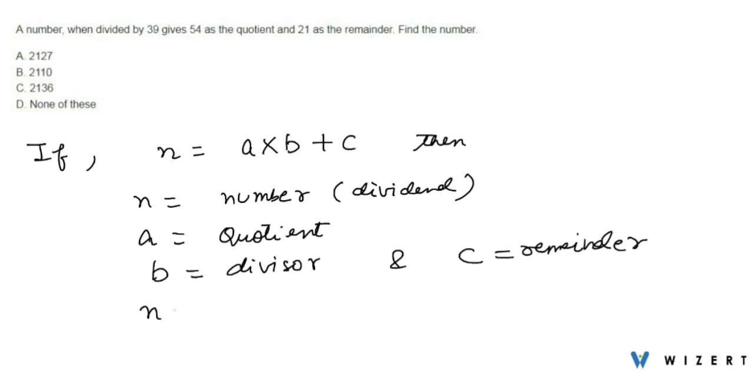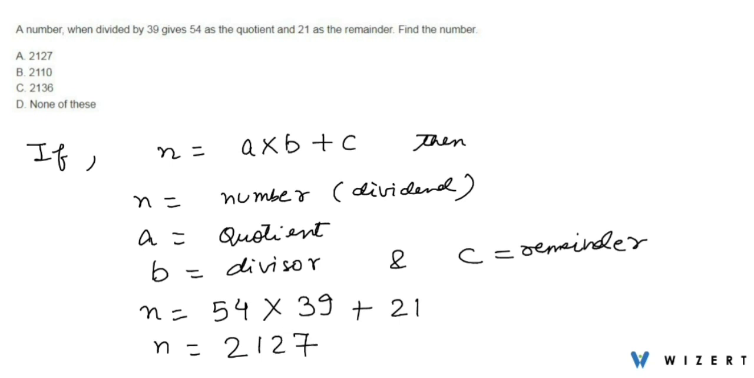Let us substitute the values. So here 54 is divided by 39, which means 54 is the quotient and the divisor here is 39 because we are dividing the number by 39, plus the remainder is 21. So the number, if we simplify it, becomes 2127. So the correct answer is option A.